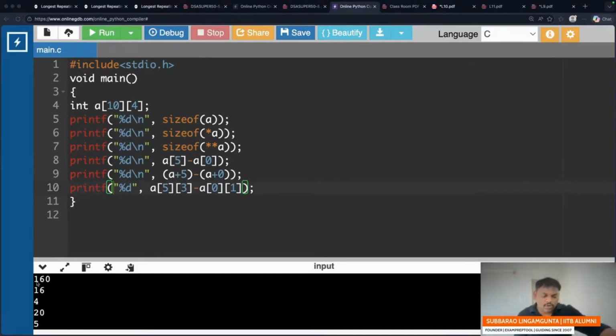So first, 160 gives the total 2D array size. The second one, one star, will give 1 row size. 1 star on the array means it became a 1D array. A 1D array means 1 row. When you say star, it became a 1D array, wherever you are. I am in the 0th row. What is the size of that row? Because 1 star is over, you are in the 0th row. In that row, what is the size? 4 people, everyone is 4 bytes, 16.